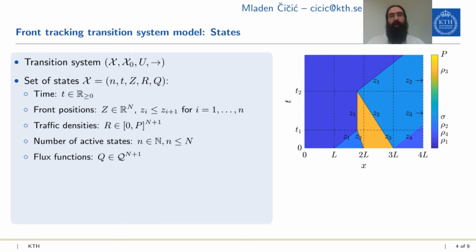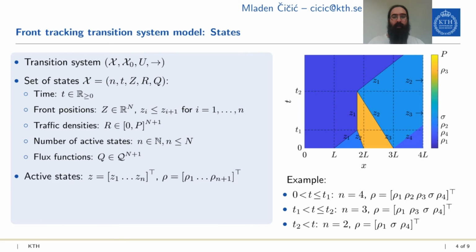Next, we need to know the number of active states, and we make a choice to allow the flux functions to be a state instead of having one flux function that is valid for all of the road. We can have each of the zones have flux functions of their own, and we are doing that in order to be able to model bottlenecks. Now, the active states are those states that at any given time are needed in order to reconstruct the traffic density wholly. So for example, from time 0 to time t1 we have 4 active wavefronts and 5 different densities, then 3 active wavefronts, then 2.